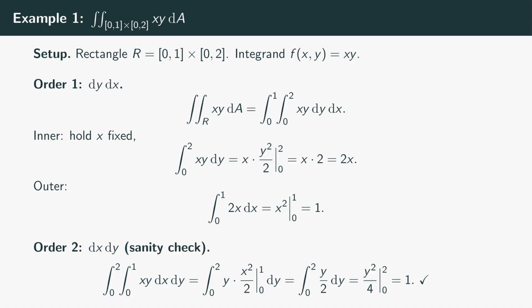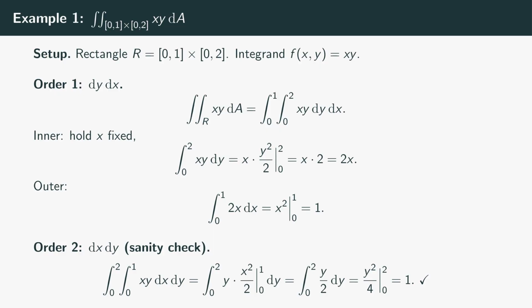Integrate f of x, y equals xy over the rectangle capital R equal to the interval from 0 to 1 cross the interval from 0 to 2. I'll do it both orders to demonstrate Fubini. Order 1: the integral from 0 to 1 of the integral from 0 to 2 of xy dy dx. The inner integral is over y from 0 to 2, with x held fixed. So x comes out as a constant: x times the integral from 0 to 2 of y dy, which is x times y squared over 2 evaluated from 0 to 2, which is x times 2, which is 2x.